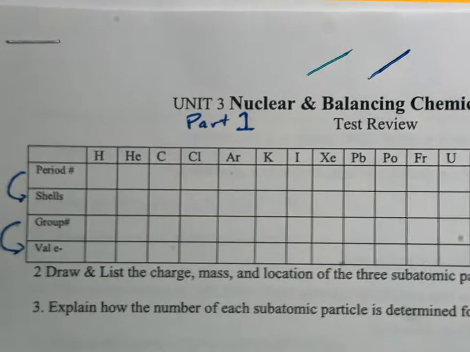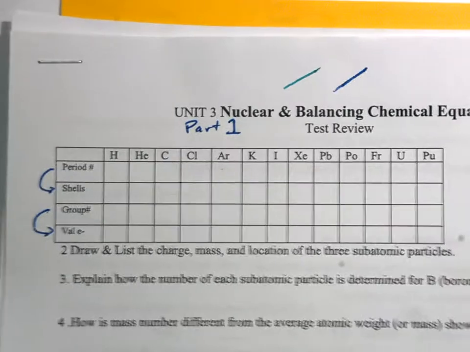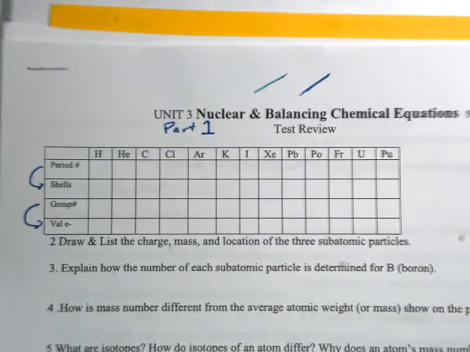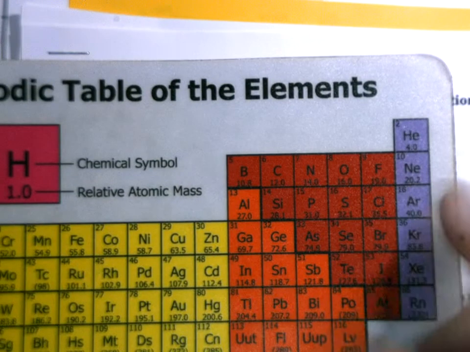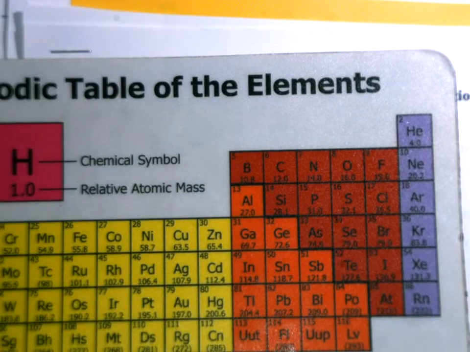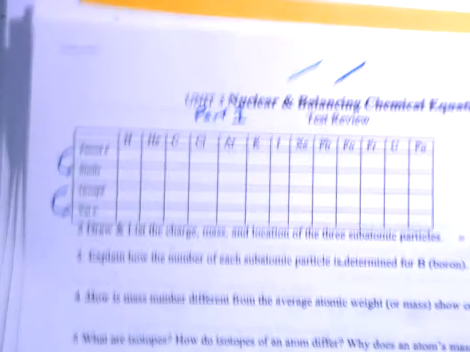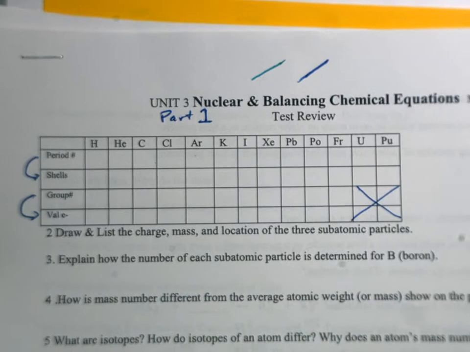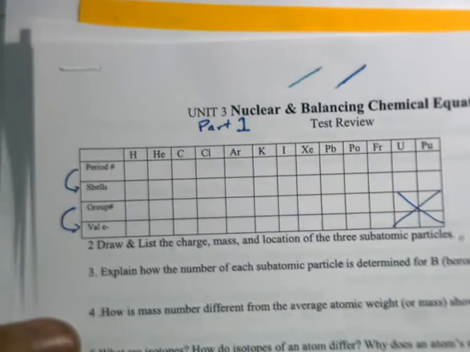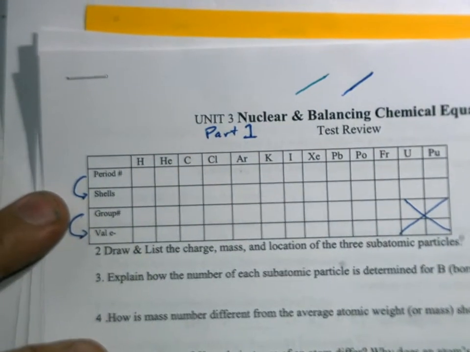Now, when I made up this data table, I did make a slight goof. That pattern works for all the elements in groups 1 and 2 and groups 13 through 18. It doesn't work for the transition metals or the rare earth metals down here. So we just need to put a little X down there because those won't work. They don't follow the pattern on that. So when you go through these, I'm just going to do a couple here.